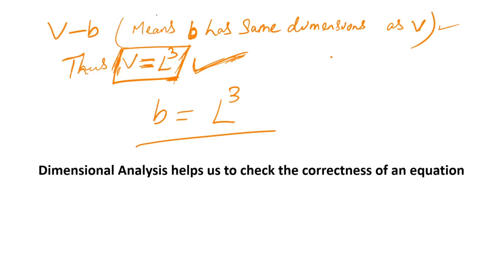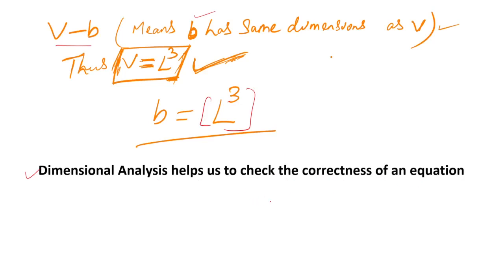Similarly, what is the dimension of v? The dimensions of v are the same, because same dimensions always add each other. So v is equal to L cube. We know the dimension of volume is L3. L cube is the dimensions of v. And an important property of dimensional analysis is that dimensional analysis helps us to check the correctness of an equation.